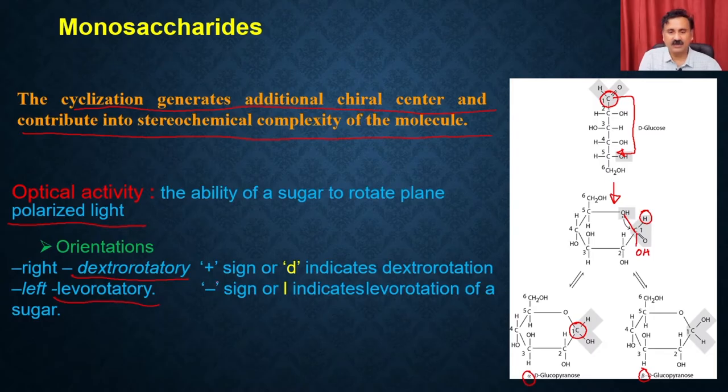The dextrorotatory sugar is represented by a plus sign or a small d, whereas the levorotatory sugar is represented by a negative sign or a small l. Because it has different chiral centers, it acquires the ability to rotate plane polarized light, and it can have different types of stereoisomers.